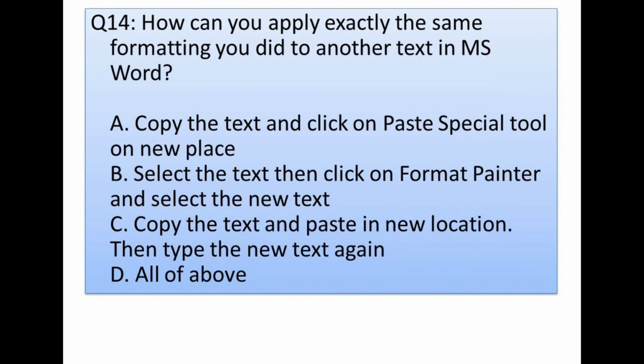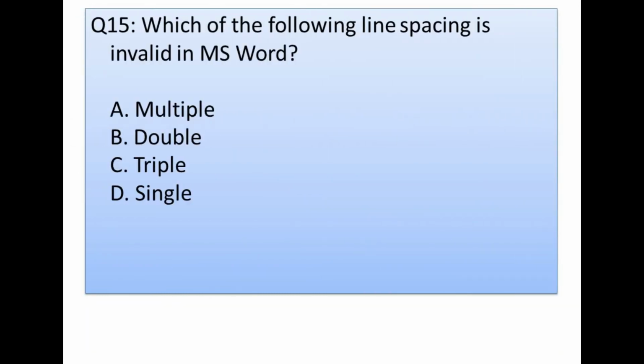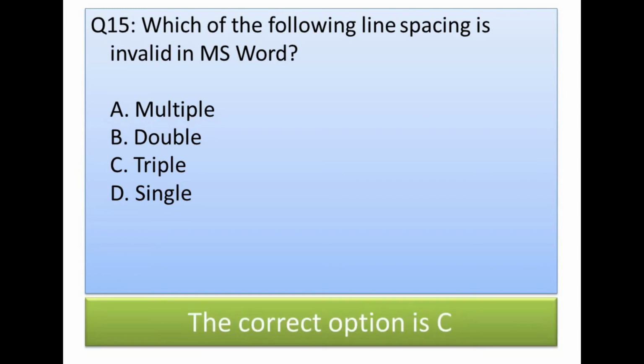How can you apply exactly the same formatting you did to another text in MS Word? Copy the text and click on the Paste Special tool on the new place. Select the text, then click on Format Painter and select the new text. Copy the text and paste in the new location, then type the new text again. All of the above. So the correct option is B. Which of the following line spacing is invalid in MS Word? Multiple, double, triple, single. So the correct option is C.